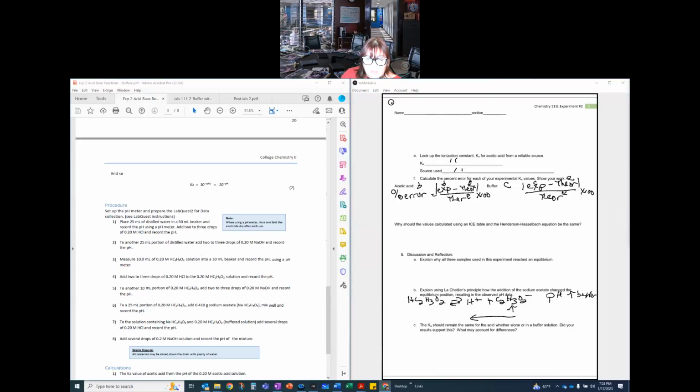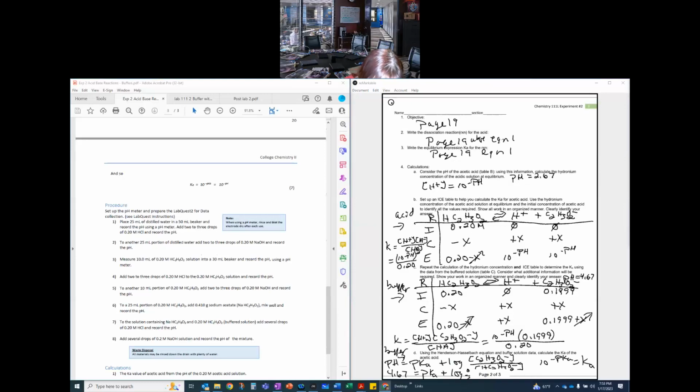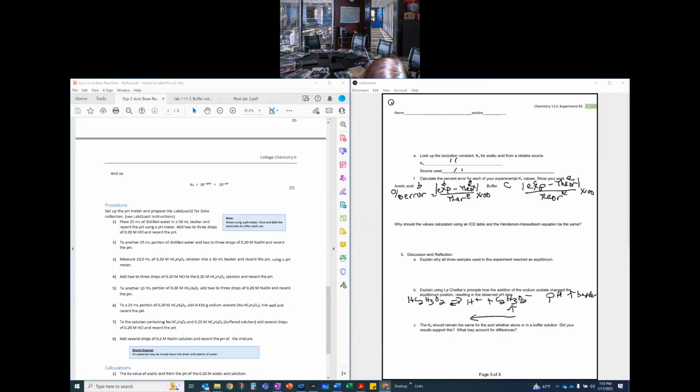In C, the Ka should remain the same for the acid, whether alone or in the buffer solution. Did your results support this? So when we talk about the calculations that we did back here, the value in B and the value in C should be the same. Are they? So compare B and C. If they're the same, great. If they're not, give me some reasons why. Why might they be different?